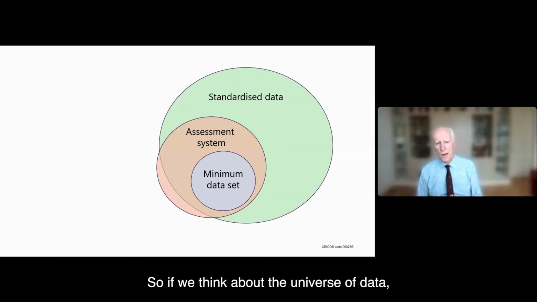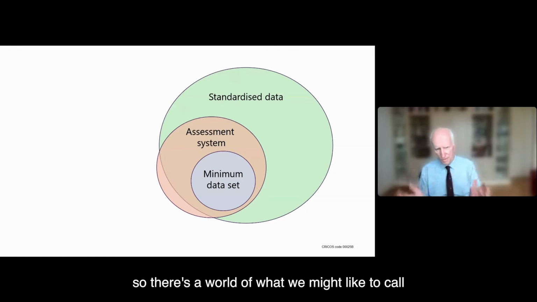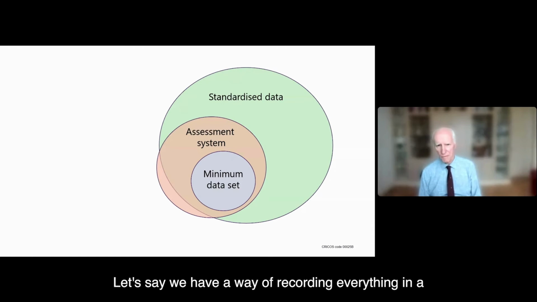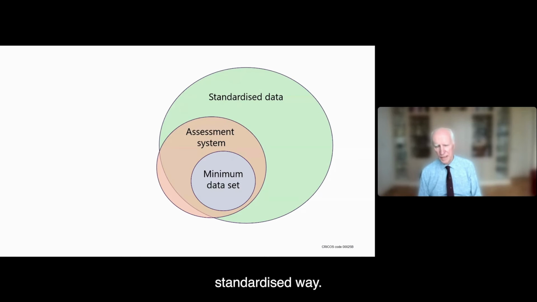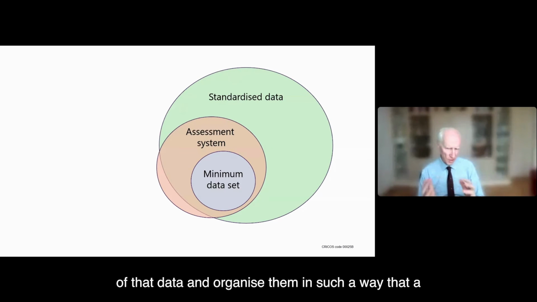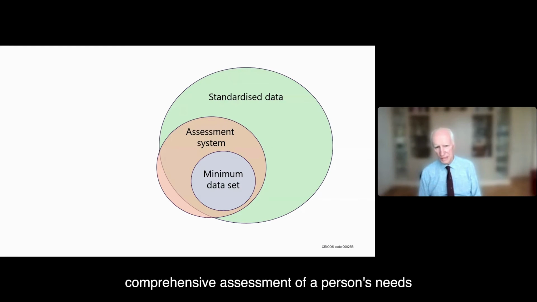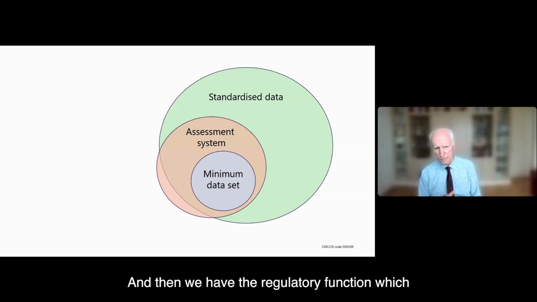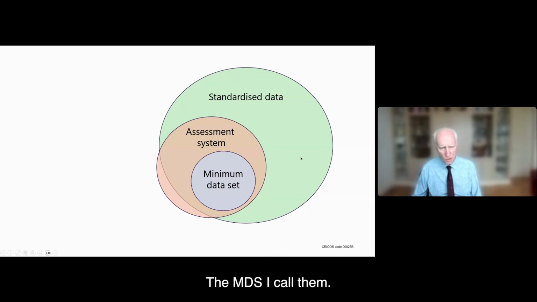So if we think about the universe of data, there's a world of what we might like to call standardized data. Let's say we have a way of recording everything in a standardized way. Then we have assessment systems that take subsets of that data and organize them in such a way that a comprehensive assessment of a person's needs can be conducted. And then we have the regulatory function, which people usually call a minimum data set that would be required for reporting to third parties, the MDS so-called.